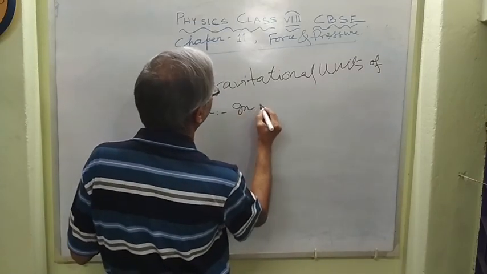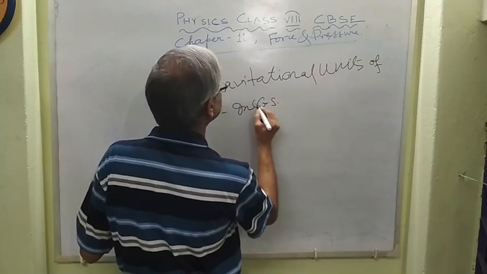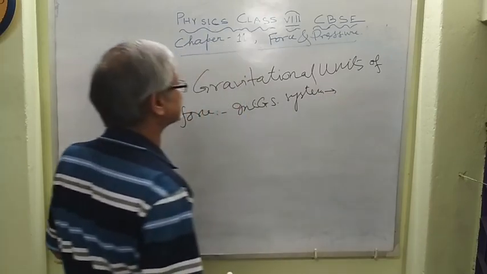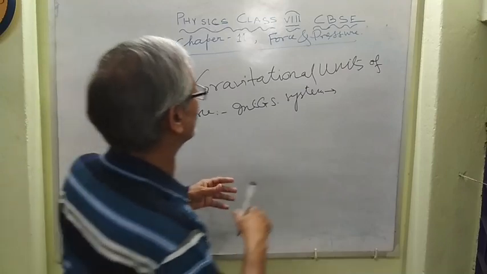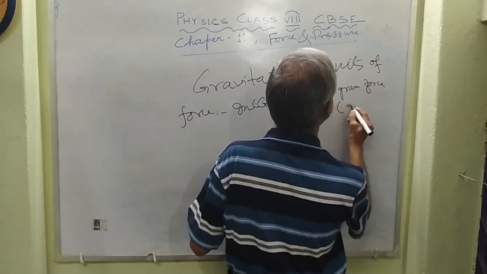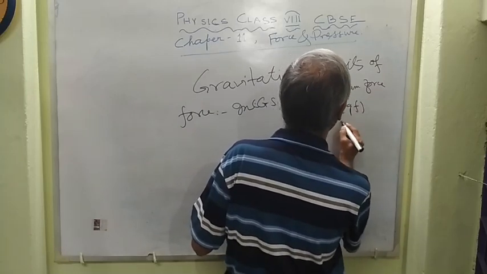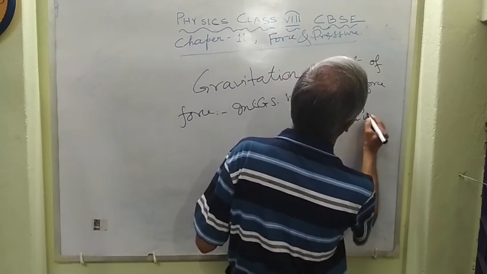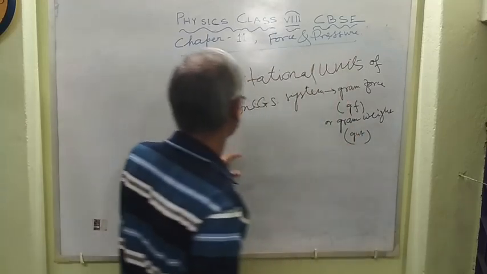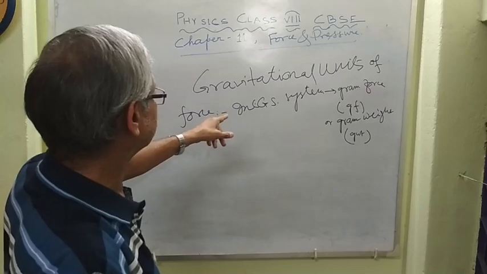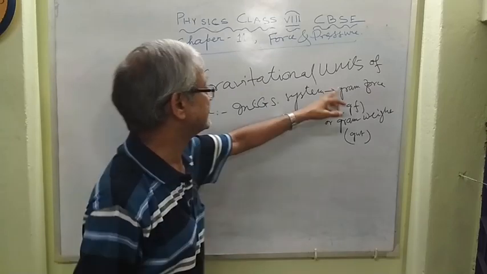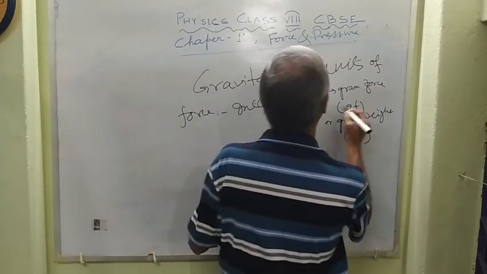Number one, CGS system. In CGS system, what is the gravitational unit of force? Gram force. It is written as gf or gram weight, also used. Gram weight is written as g wt. In CGS system, its unit is gram force or gram weight, symbolized as gf.